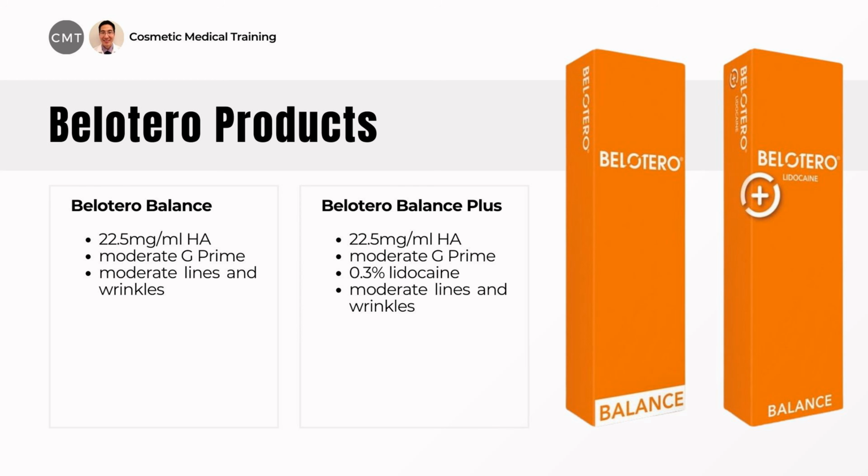Belotero Balance is manufactured by Merz Aesthetics. Belotero Balance is unique due to its cohesive polydensified matrix technology, which produces a smooth, flexible gel. Belotero Balance has 22.5 milligrams per ml HA and a moderate G prime that offers balance between lift and spread. This filler is suitable for moderate lines and wrinkles. Belotero Balance Plus is similar to Belotero Balance but contains 0.3% lidocaine to reduce pain on injection.